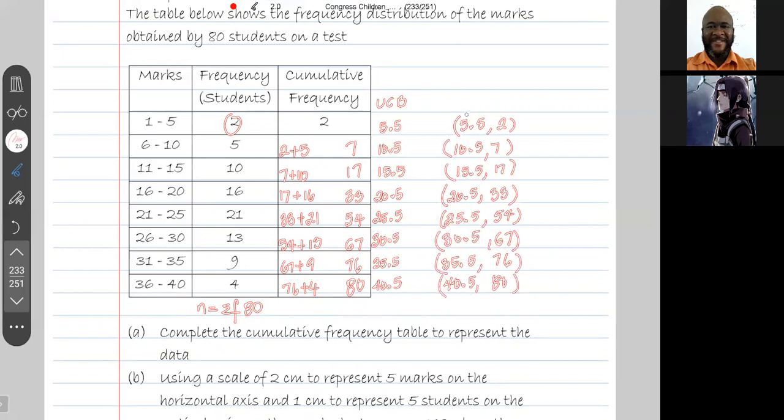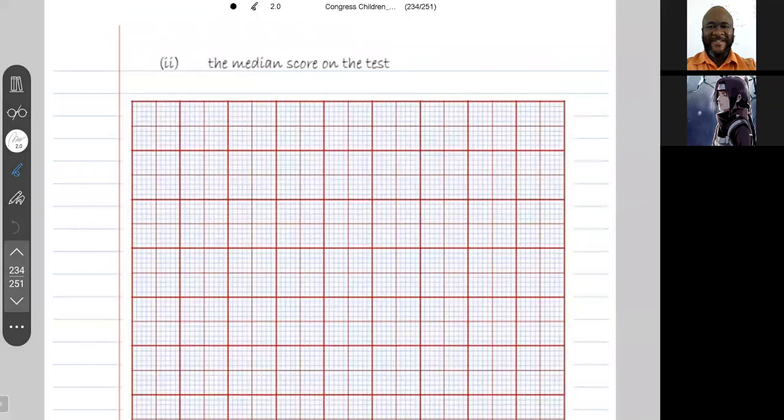On the left, we have the upper class boundary. On the right, we have the cumulative frequency. All right, so these are the values that we need. So let us just go and draw our graph. Axes first. So let's see what we have. Next page.